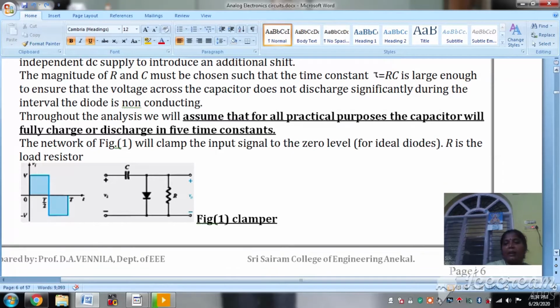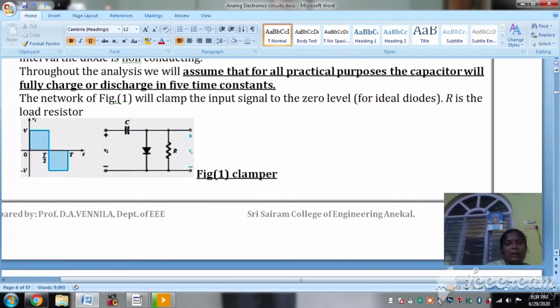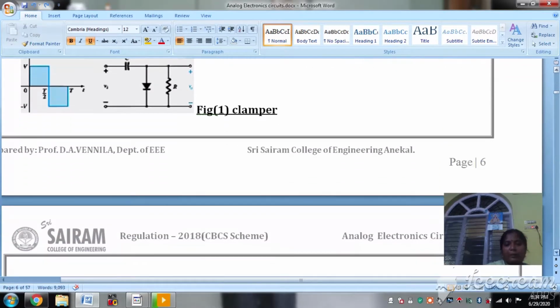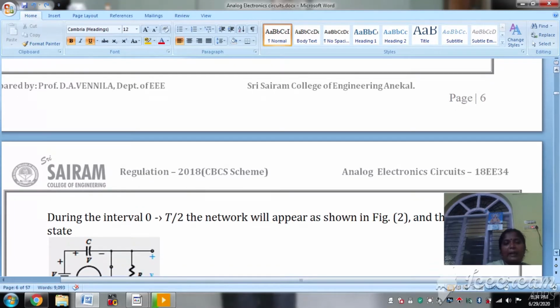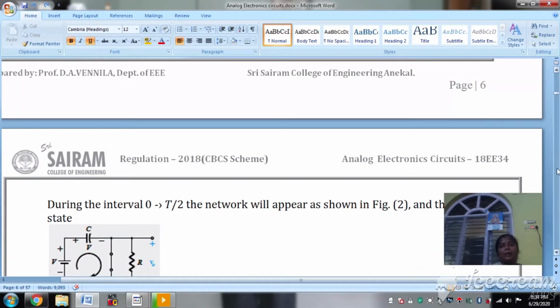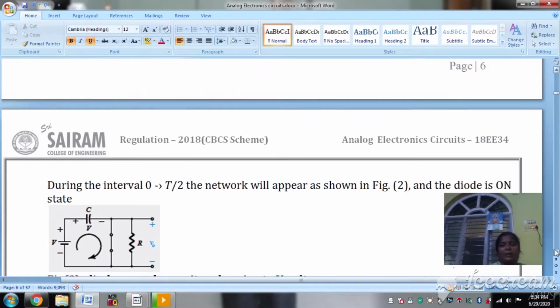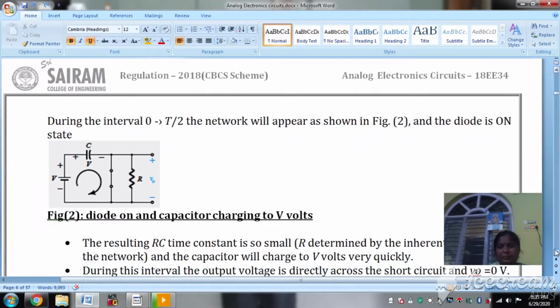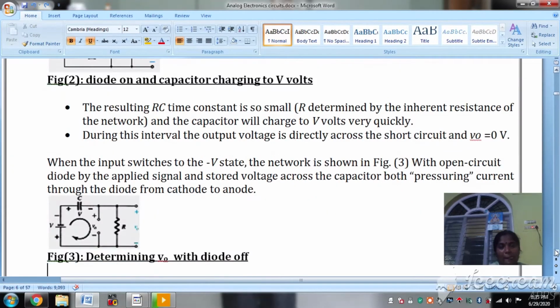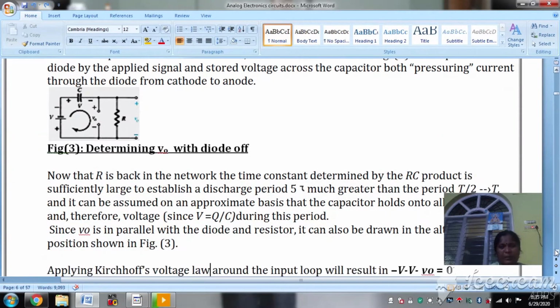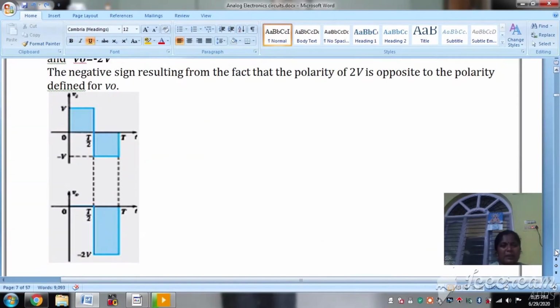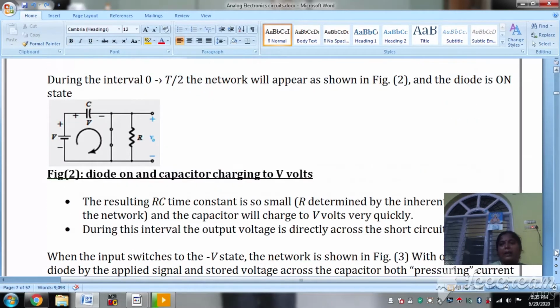So here we have two types of clamper circuit, negative clamper and positive clamper. Now we are going to discuss the clamper circuit. This is also a very easy session. Now we are going to discuss negative clamping.